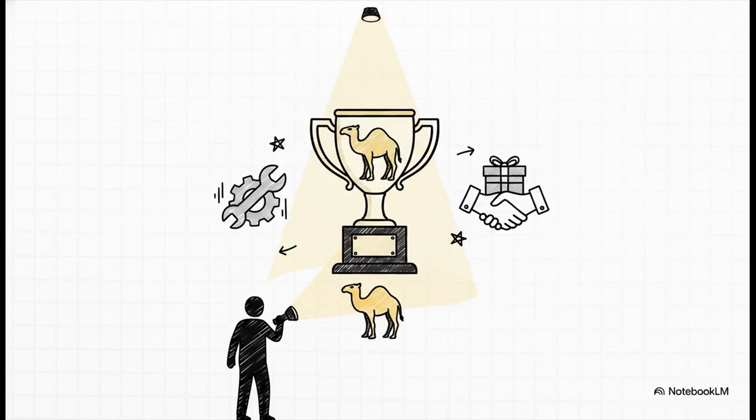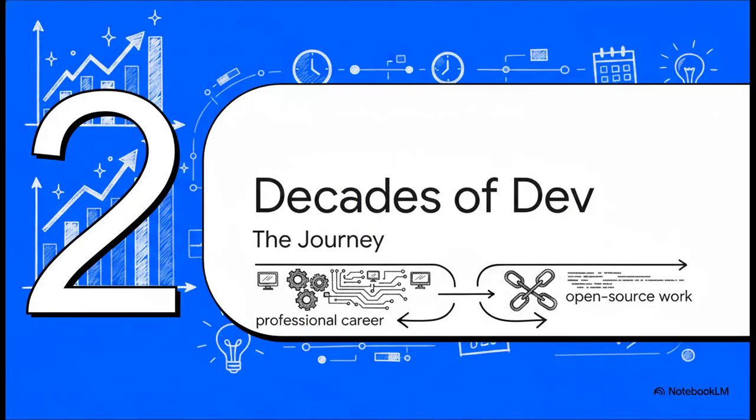And the ultimate industry nod for all this quiet, relentless dedication? That came in 2022 when Mohammad was named a White Camel awardee. For those who don't know, that's a highly prestigious Perl Community Award. It perfectly reflects his core philosophy: helping others, fixing what's broken, and giving back to the ecosystem without ever demanding the spotlight. Moving on to Section 2, Decades of Development, the Professional Journey.